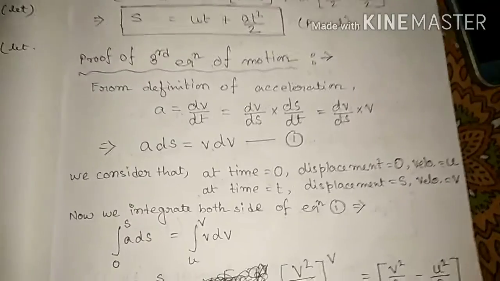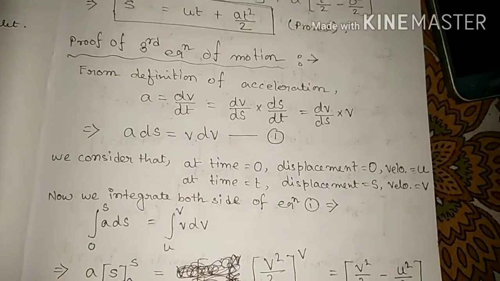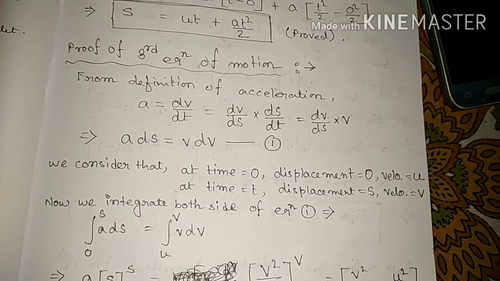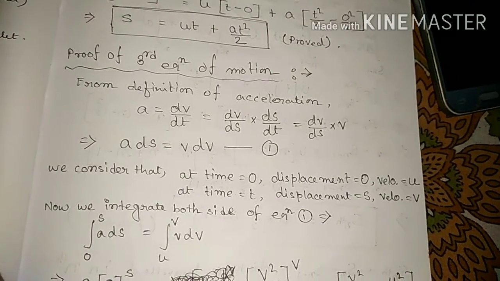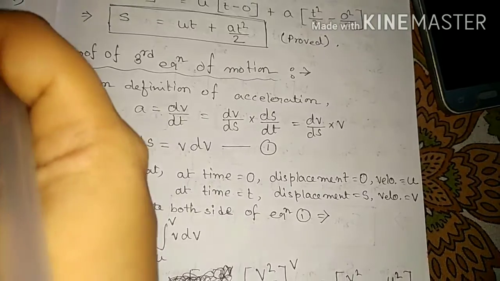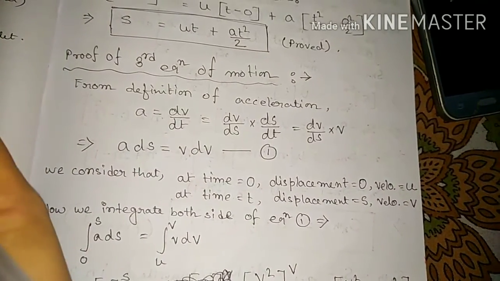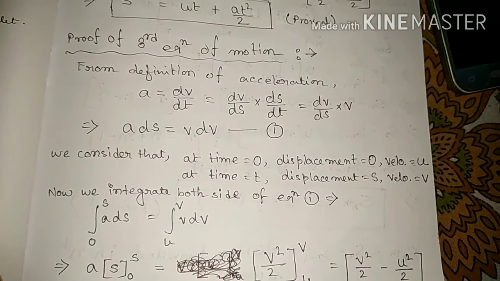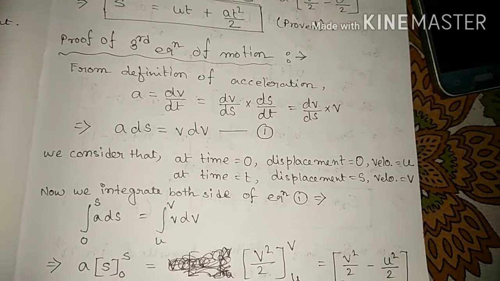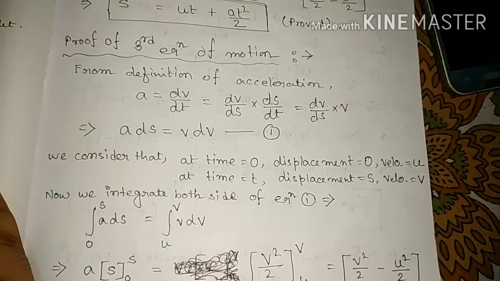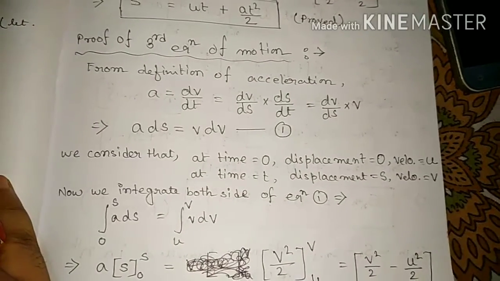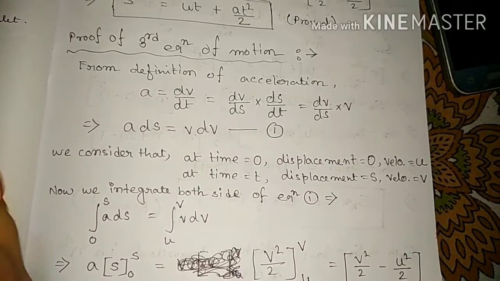Okay, now let's proceed to the third equation of motion. We use the concept of acceleration and write that formula in such a way that we get the variables ds and dv, because the equation is v square minus u square equals 2as. So v and u both are velocity.